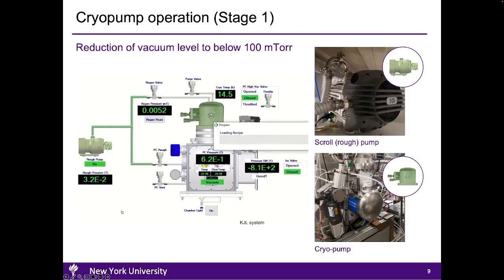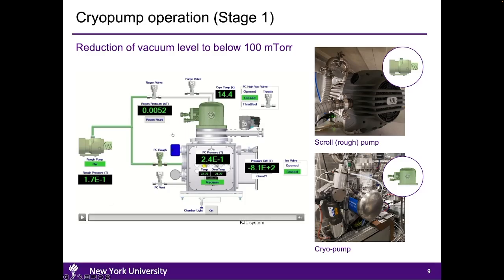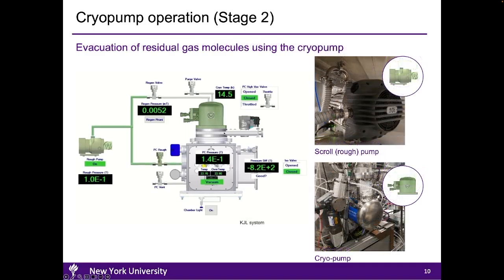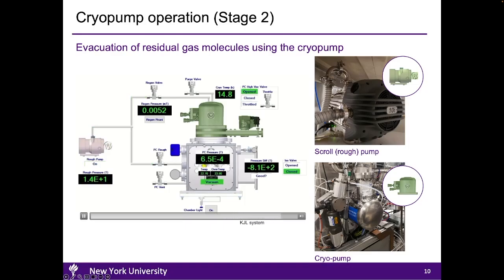This slide here shows an example of evacuation using a cryopump. Pumping is performed in two stages. In the first stage, the chamber is evacuated to low vacuum using a scroll pump, while the cryopump is isolated from the main chamber through the gate valve. Once the medium level vacuum is reached, the scroll pump is isolated from the chamber, and the gate valve between the cryopump and the main chamber is opened. Notice the temperature of the cryopump in this example, which is about 14.7 Kelvin.